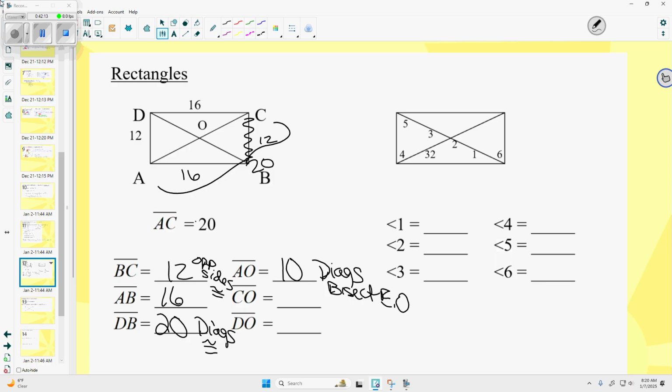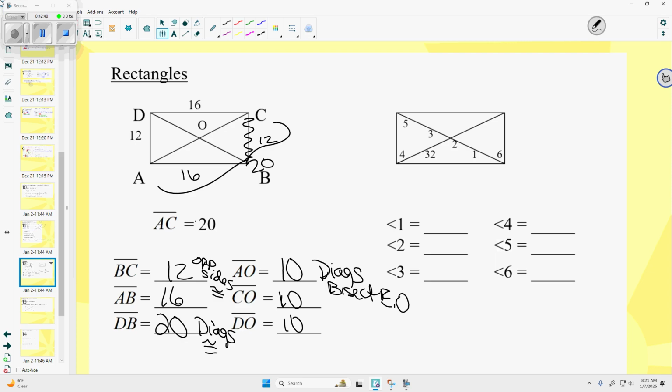How about CO? 10. How about DO? Absolutely. All of those, because the diagonals bisect each other. So when you're looking at what you're going to have to do for a test on this chapter, you're going to get a picture. I'm going to tell you which shape it is, and you've got to be able to fill in the missing pieces. What angle measures are, what segment lengths are, same idea.